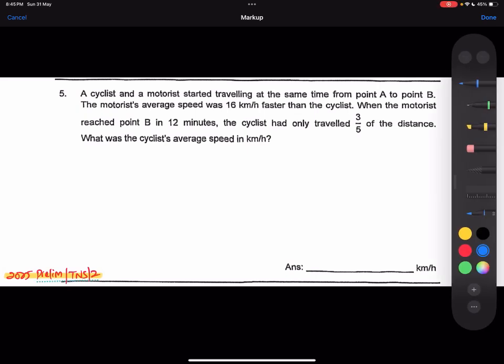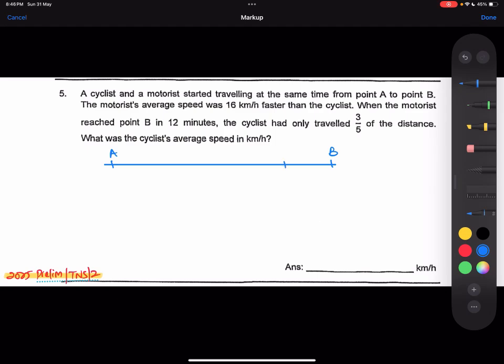2025 Prelim TNS School Paper 2 Question 5. A cyclist and a motorist started traveling at the same time from point A to point B. The motorist's average speed was 16 km/h faster than the cyclist. When the motorist reached point B in 12 minutes, the cyclist had only traveled 3/5 of the distance.